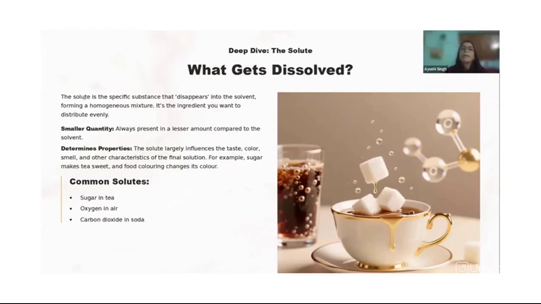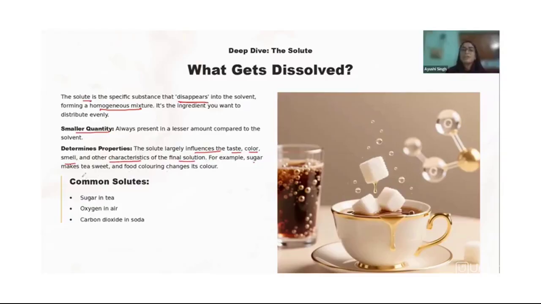Yeah. Okay, so solute is the specific substance that disappears. I told you, right? It is so tiny that it is going to get dissolved into the water and we won't be able to see it. It forms a homogeneous mixture. Okay, it is smaller in quantity and also it defines certain properties. Okay, what sort of properties? So the solute largely influences the taste, color, the smell and other characteristics of the final solution.